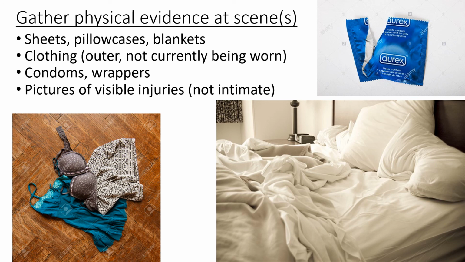If she has visible injuries, you need to take pictures. If the rapist has slapped her, pinched her, choked her, and she's got marks on her face and arms, you want to go ahead and take those pictures. However, if she has injuries to the pubic area, that's something that you as an officer don't photograph. The photographs will be taken by the sexual assault nurse examiner.